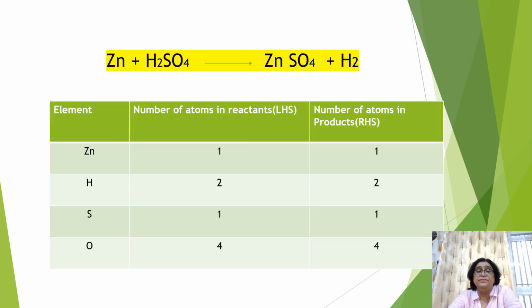Let's check another reaction. Zinc plus H2SO4 gives you zinc sulfate plus H2. Okay. Which elements are there here? Zinc, hydrogen, sulfur, oxygen. So we'll list the elements. Now let's see the number of atoms on the reactant side. Zinc is 1, hydrogen is 2, sulfur is 1, oxygen is 4. Product side, zinc is 1, hydrogen is 2, sulfur is 1 and oxygen is 4. So 1, 2, 1, 4, 1, 2, 1, 4. That means this reaction is already balanced. There is no balancing required. Okay, clear?